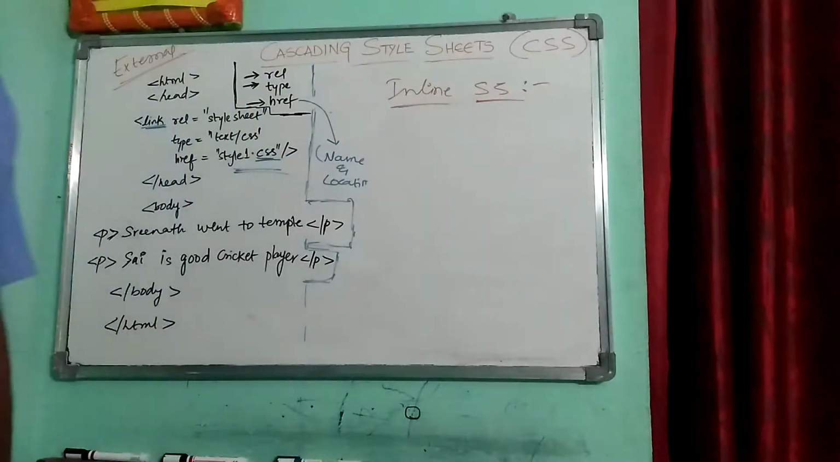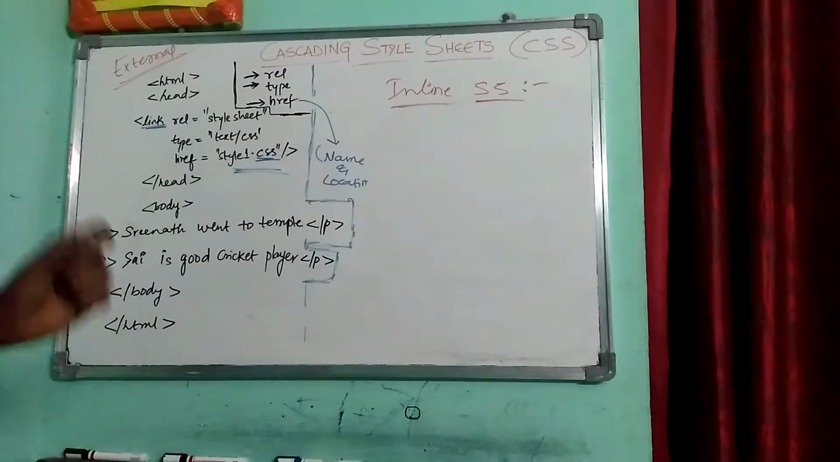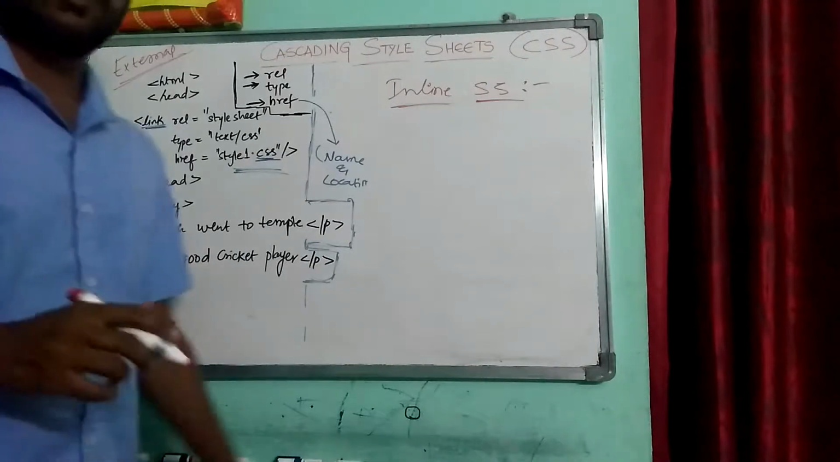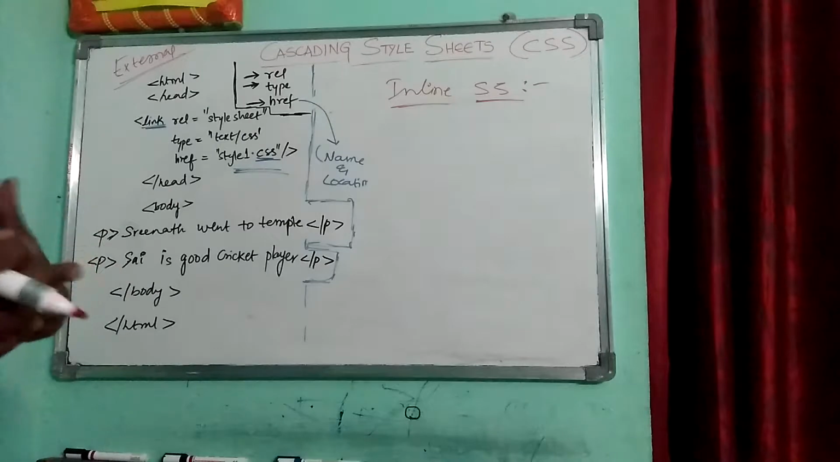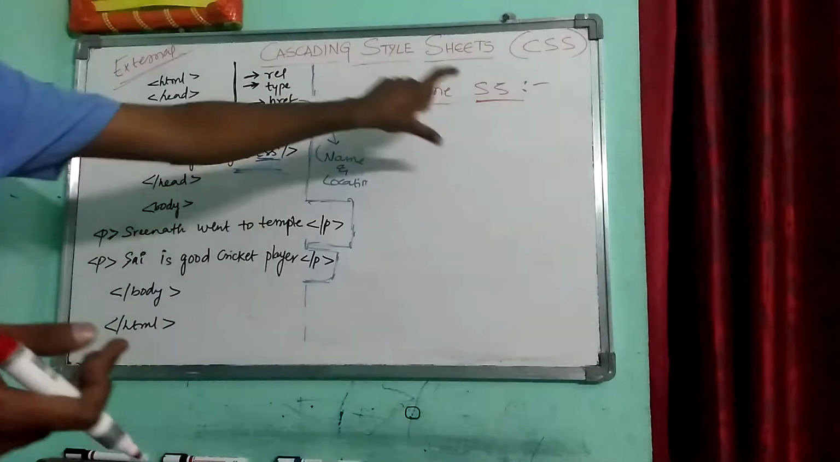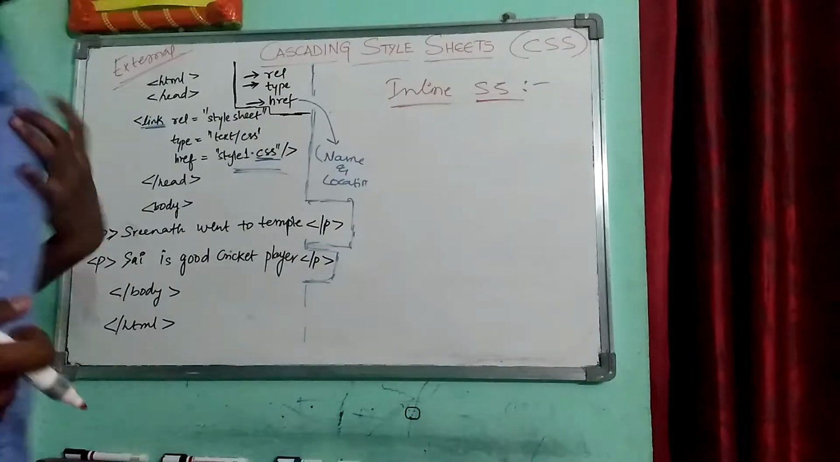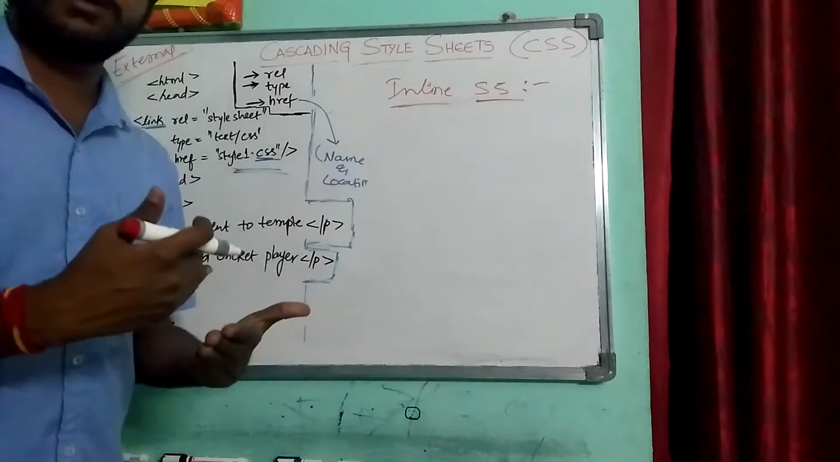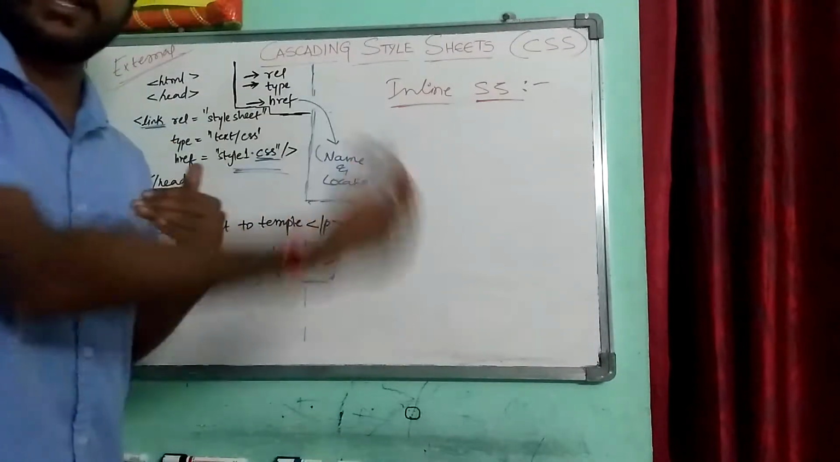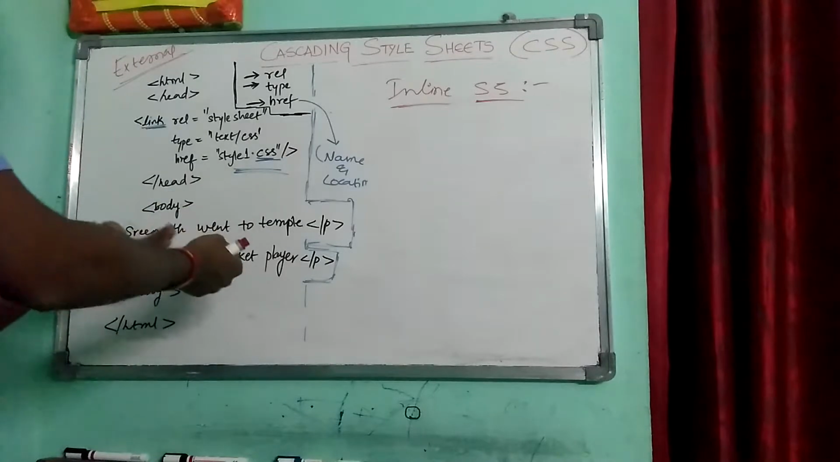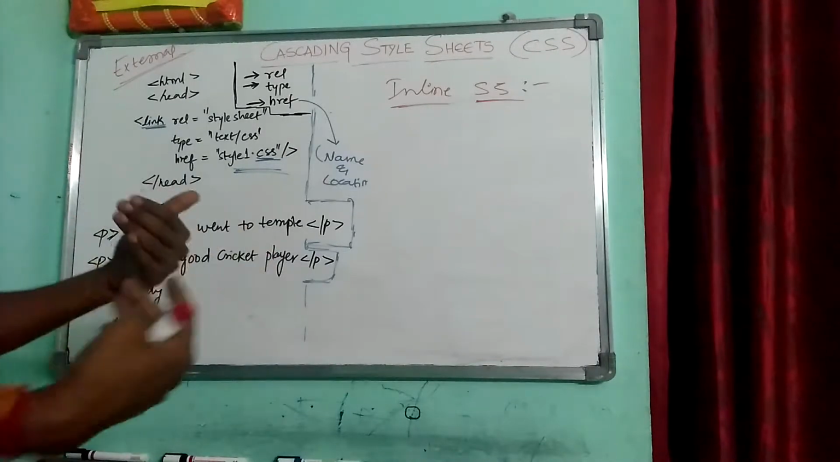What is an inline style sheet? We have seen external and internal. An inline style sheet applies the style for a single occurrence of an element. Suppose I have a sentence that occurs only once in the entire content. Then why should I style the entire page? Why should I go for an internal style sheet or an external style sheet? It's a waste of time, right?